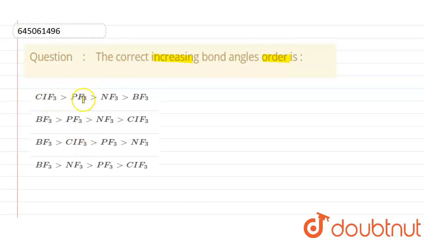Hello students, the question is, the correct increasing bond angle order is, and here we have the options, but we can see here all of these: BF3, NF3, PF3 and ClF3. So we'll be discussing it first and then we'll be arranging it. So the first one is BF3.